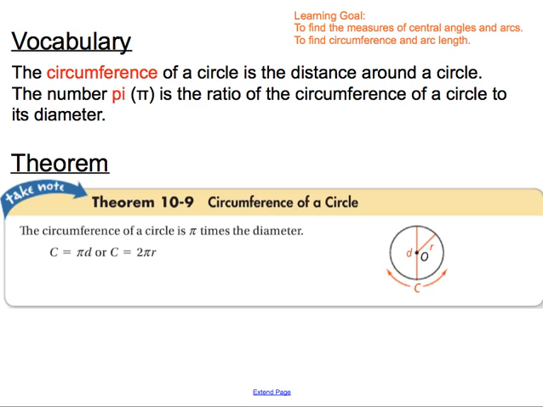Circumference, something you guys should be familiar with. The circumference of a circle is the distance around a circle. So we finally get introduced to the number pi, which is the ratio of the circumference of a circle to its diameter. So here we have two formulas for the circumference of a circle. Circumference is pi times the diameter, or 2 times pi times the radius.